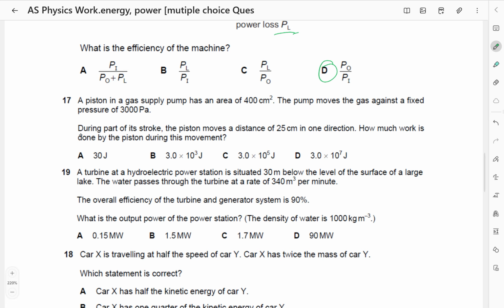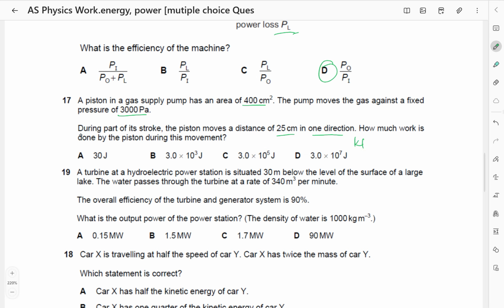A piston in a gas supply pump has an area of 400 centimeters squared. The pump moves the gas against a fixed pressure of 300 pascals. During part of its stroke, the piston moves a distance of 25 centimeters in one direction. How much work is done by the piston during this movement?